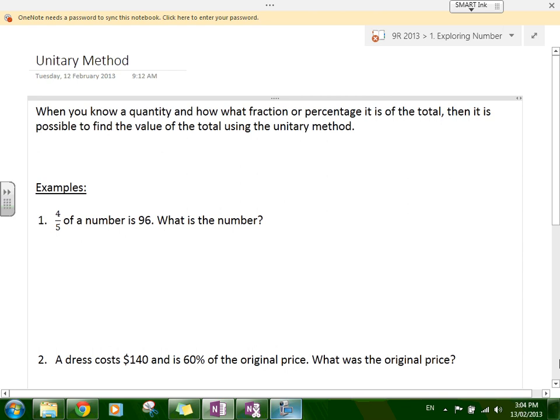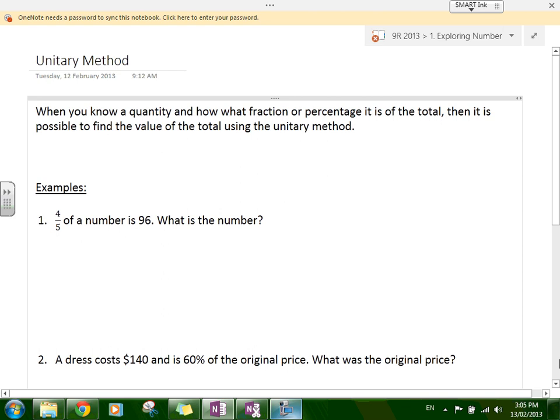Okay, so the unitary method, as the name implies, is all about finding a unit of something, as in a single thing. Whether you're working with percentages or fractions, you're trying to find what one part out of the whole has as a value. If you know what 1% is, or what one part of a fraction is as a quantity, you can work out the whole. You can work out what 100% is, what half is, all sorts of things.